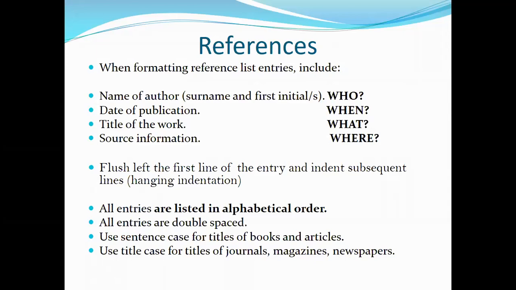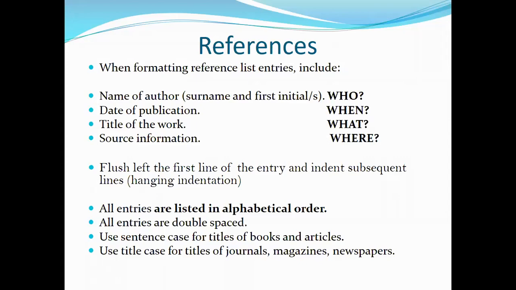All entries should be double spaced. Use sentence case for titles of books and articles. Now, this is where APA gets a little tricky because you don't capitalize the titles of books and articles, but you do use capital letters or title case for the titles of journals, magazines, and newspapers, okay? Each new entry begins against the left margin, and subsequent lines of a particular entry must be indented, and we call that a hanging indentation, okay?